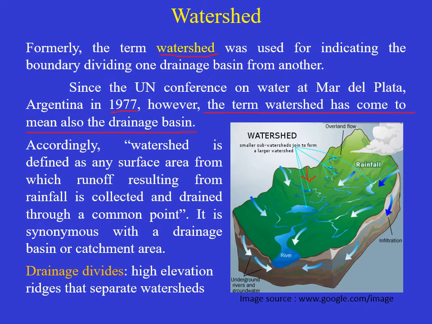According to the conference, watershed is now defined as any surface area from which runoff resulting from rainfall is collected and drained through a common point over which the river starts its journey. So it becomes synonymous with the drainage basin, or often it is called the catchment area, that means from where the river catches or takes its water. The boundaries of this drainage basin or watershed are known as drainage divides. These divides, these high altitude areas, are the separating landmass between two adjacent drainage basins or two adjacent watersheds.